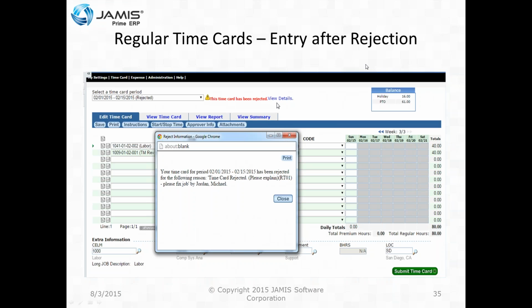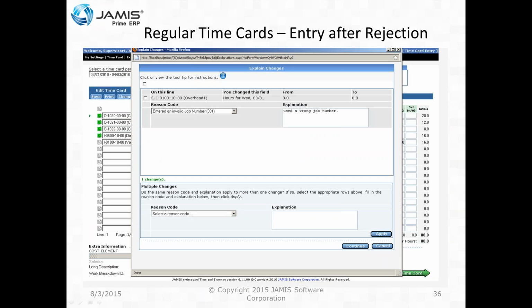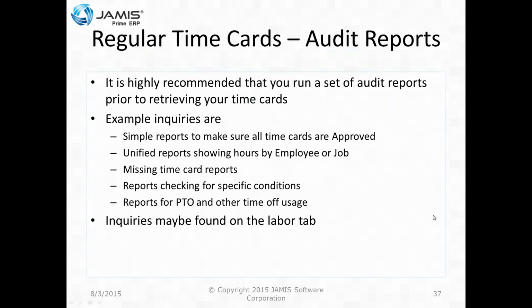And so, okay, the entry after rejection, this is what it's going to look like if you have your time card rejected. You will see the status will go to rejected, and you will have this red message up here, this time card has been rejected. And you will also have the information as to why. If you hit the view details, it will tell you exactly why your time card was rejected. You simply go in there and change your time card as appropriate. And it's going to ask you why you're changing those particular lines, and you just put in whatever you need to put in there, and you simply resubmit it.